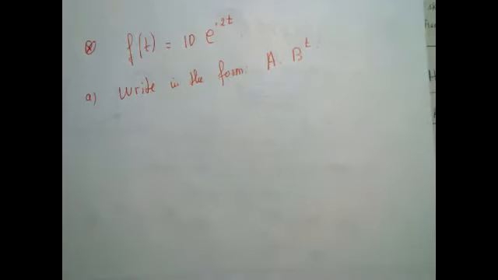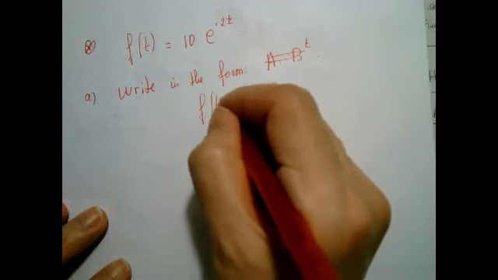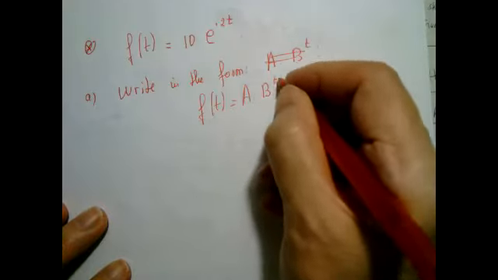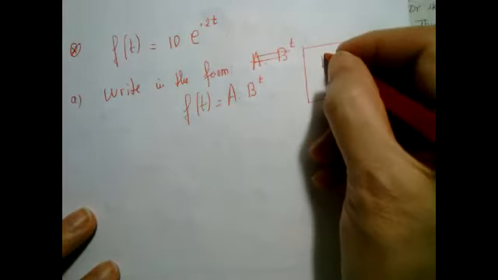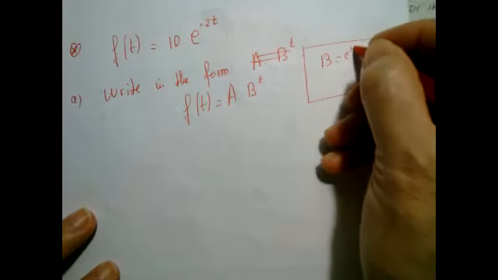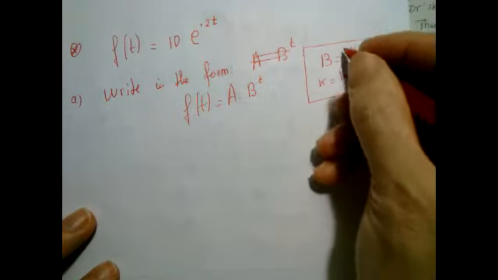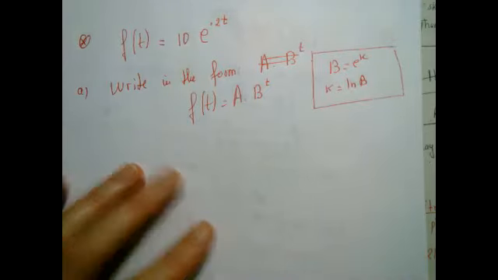Please get going and write the answers. Remember the relationship between them. The main relationship you have to know is that b is e to the k, or k is ln of b. So if you know one, you know the other. That's the relationship that you have to get going.